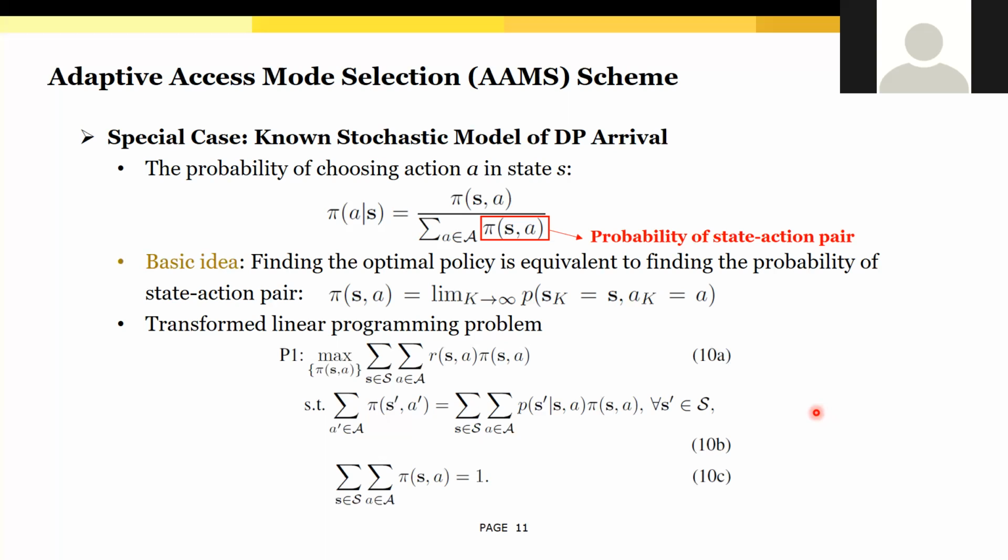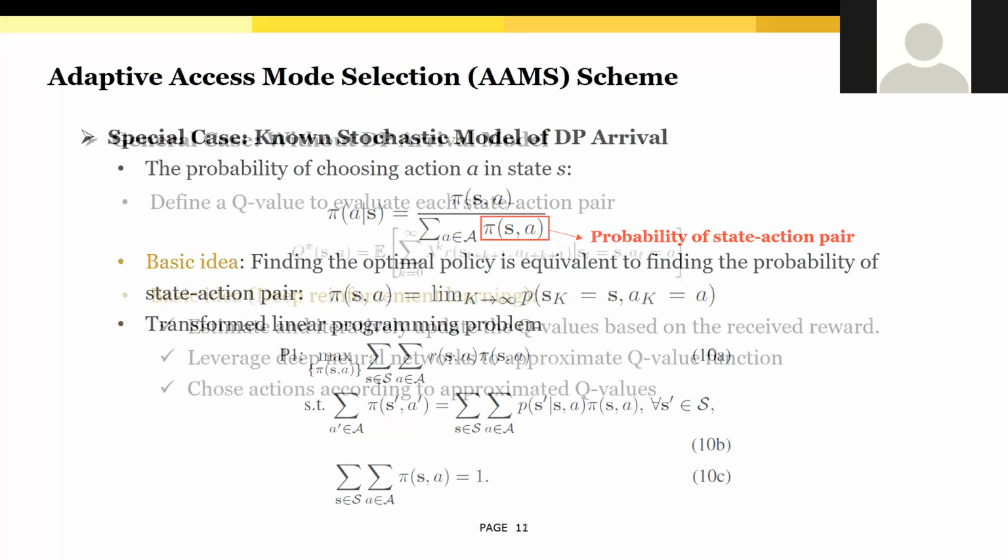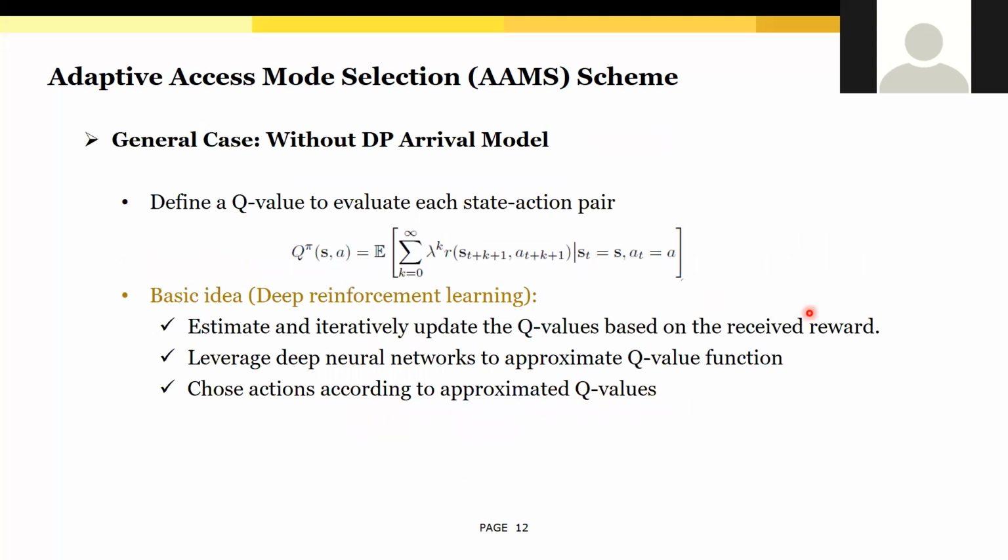So we will not present the details of how to solve this ILP problem. For a more general case, we do not know any model of the data packet arrival. As a result, we cannot obtain the state transition probability and find the probability of each state-action pair.